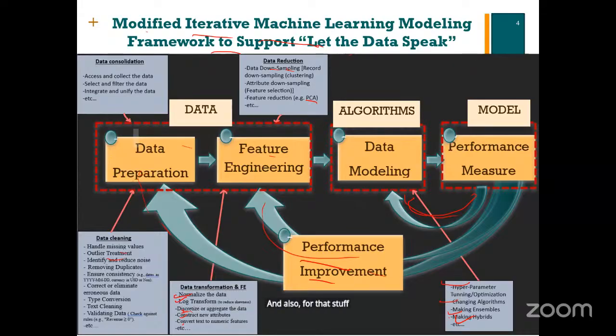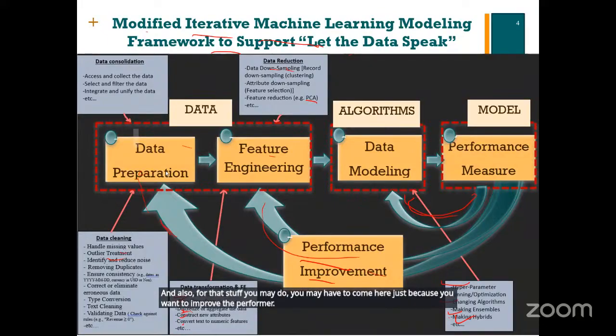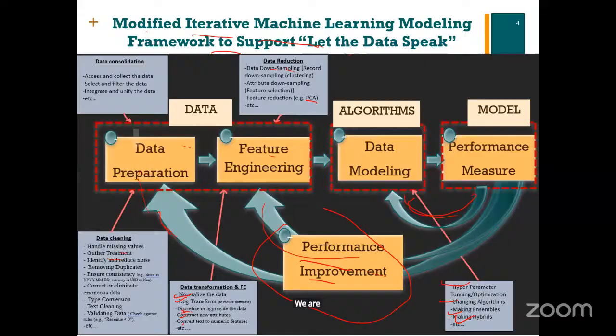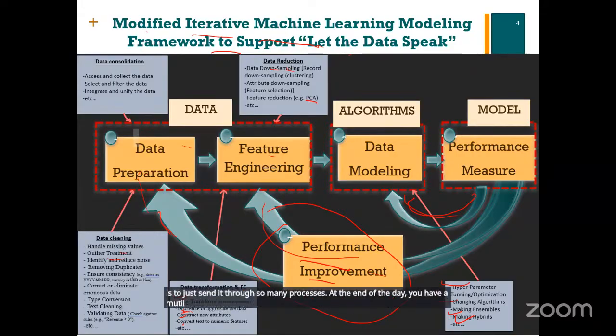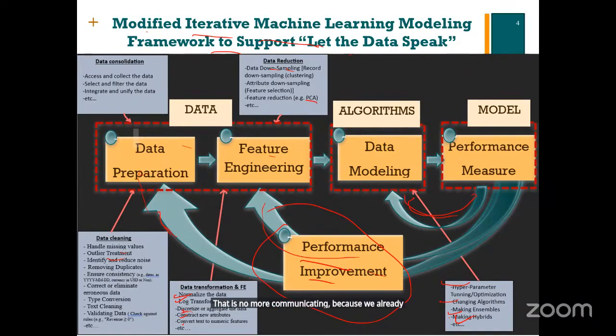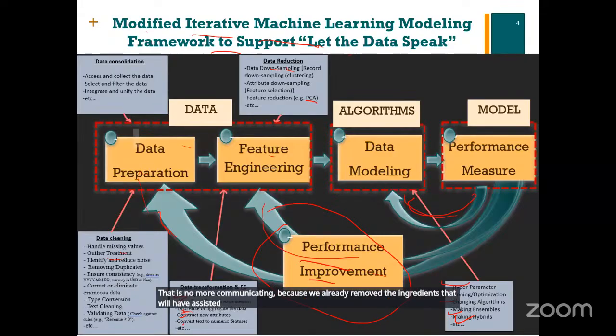You may have to come here just because you want to improve the performance. However, by just getting the data, you cannot tell where in this journey you will get the best result. See, the worst thing you can do to your data is to send it through so many preprocessing steps. At the end of the day, you have a mutilated data that is no more speaking for you, no more communicating, because you already removed the ingredients that would have assisted the data to communicate well.